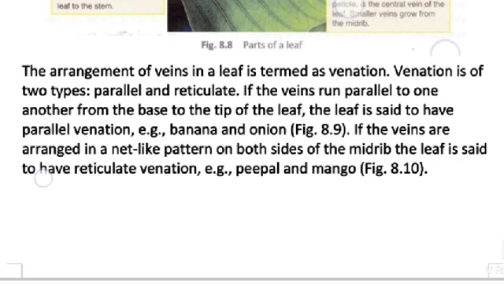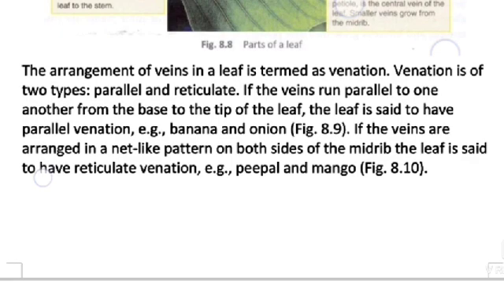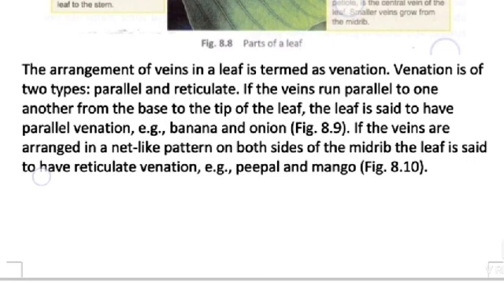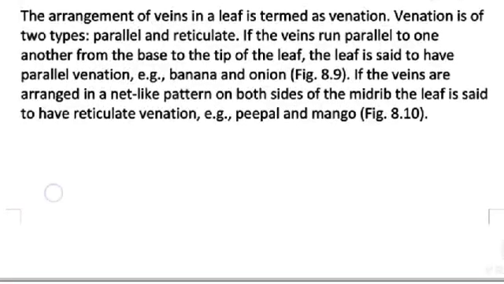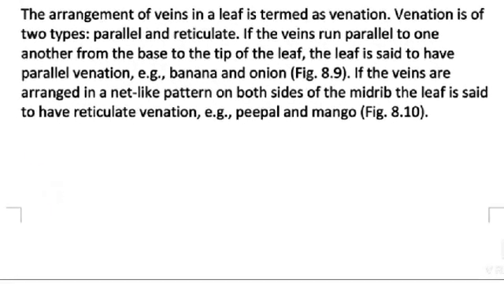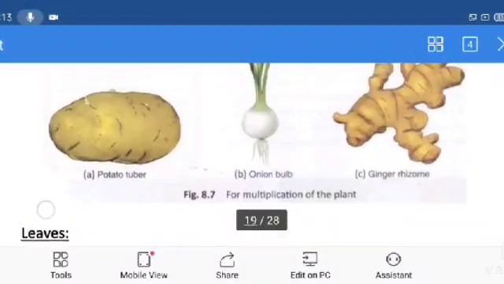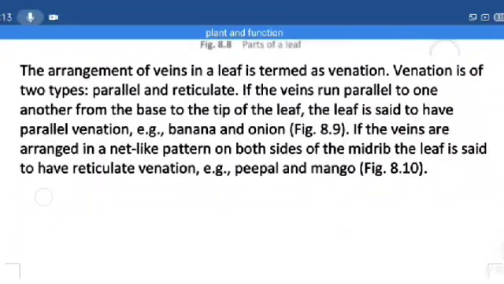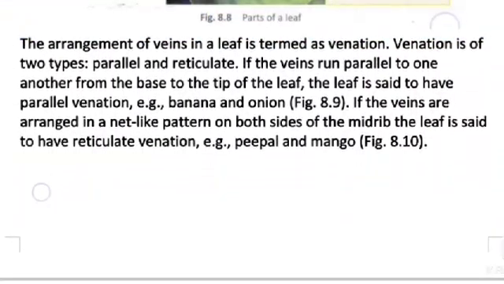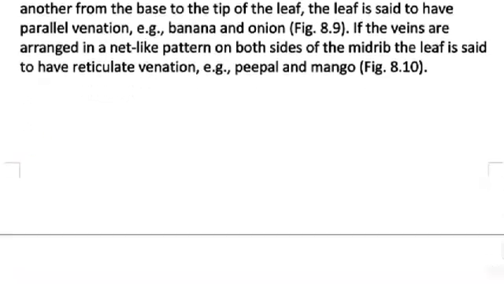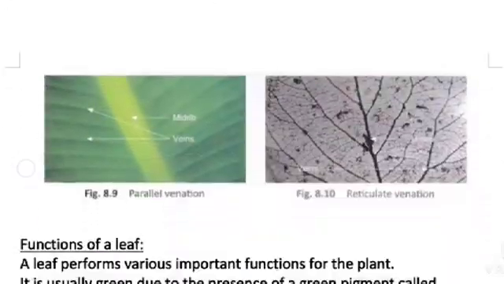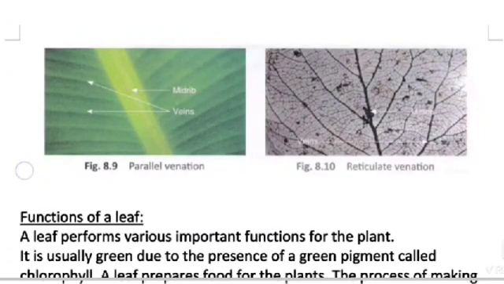If the veins run parallel to one another from the base to the tip of the leaf, the leaf is said to have parallel venation. Example, banana and onion. If the veins are arranged in a net-like pattern on both sides of the midrib, the leaf is said to have reticulate venation. Example, apple and mango. See the picture: types of venation, parallel and reticulate.